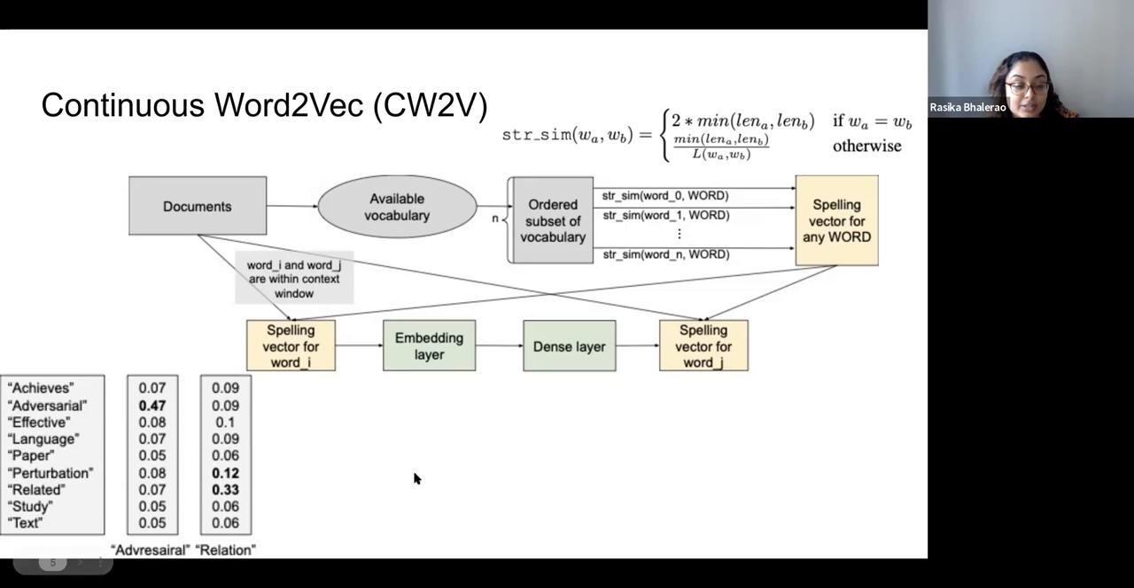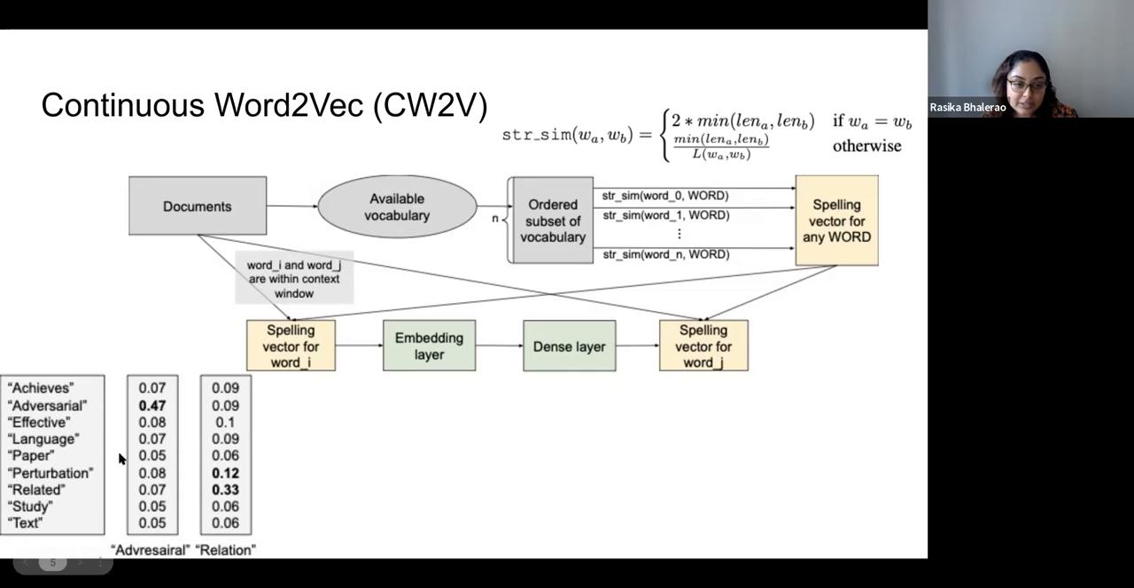Down here are some examples of the spelling vectors. If our subset of the vocabulary was this short subset here, then for the vector for adversarial, which is adversarial except with swapped letters, we do this string similarity for adversarial and each word in the subset, and so you get this vector here. Similarly, relation is not in the subset, but it's not a misspelled word or anything, and we still treat it the same. We just measure the string similarity between it and each word in the subset.